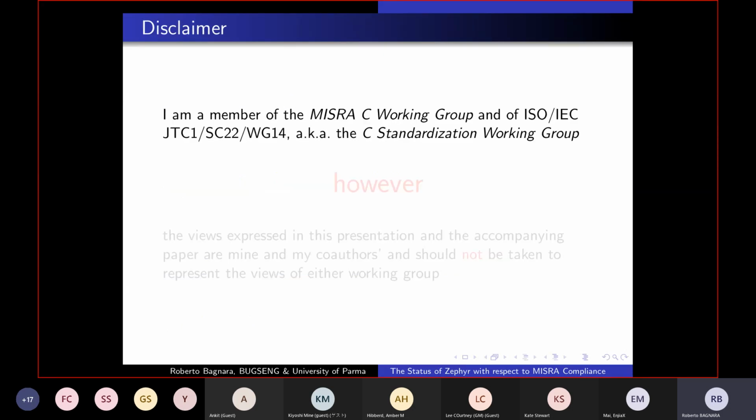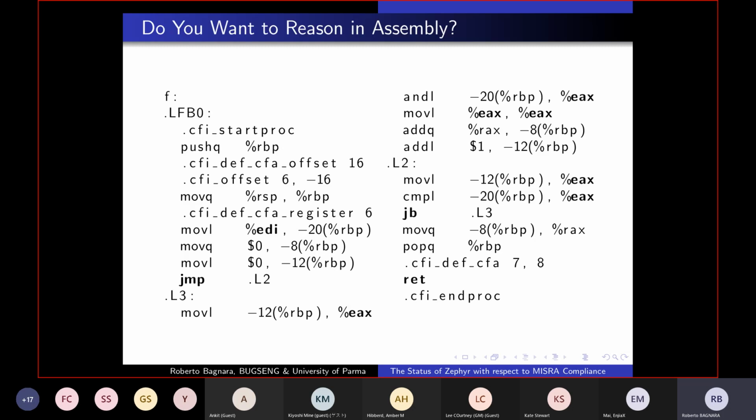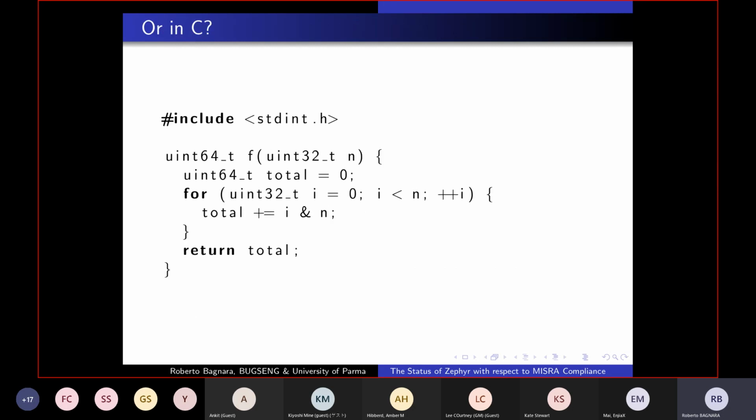Okay, so first a disclaimer. I am a member of the MISRA C working group, and I also represent Italy in WG14, which is the C standardization working group. However, these groups only act officially with documents, so whatever I say does not necessarily represent the position of the MISRA C working group, or of WG14, let alone ISO. Okay, so the rhetorical question I usually start with is, do you want to reason in assembly or do you want to reason in C?